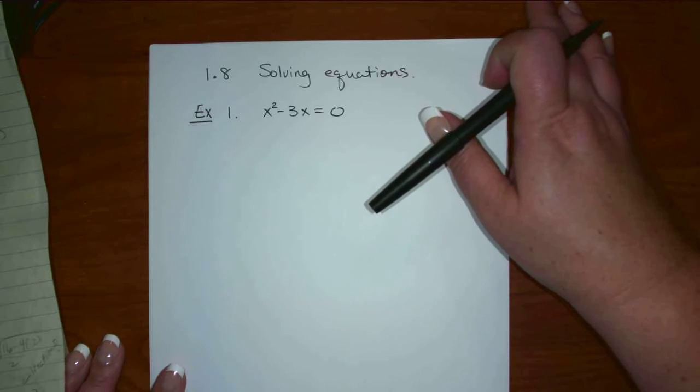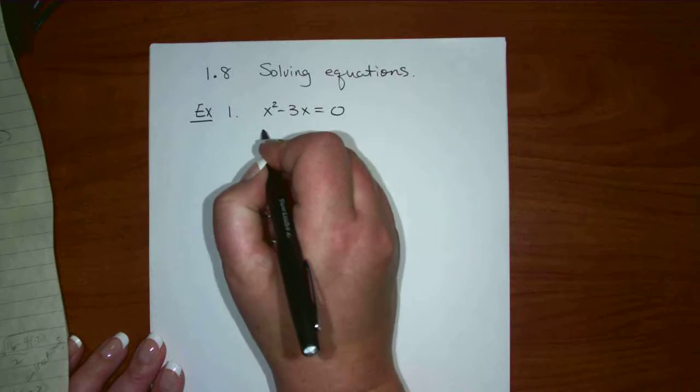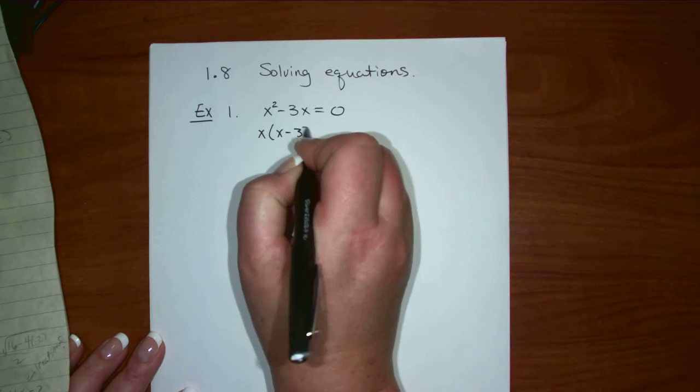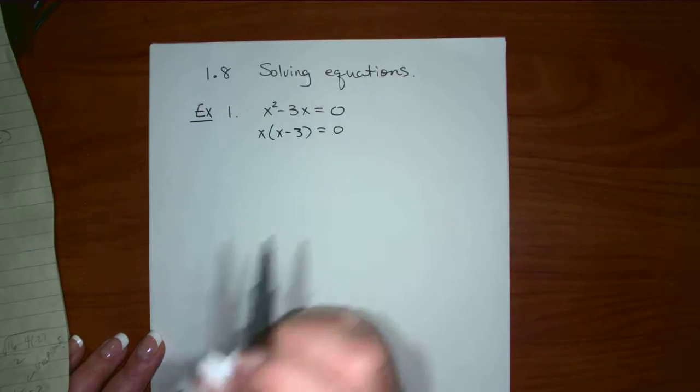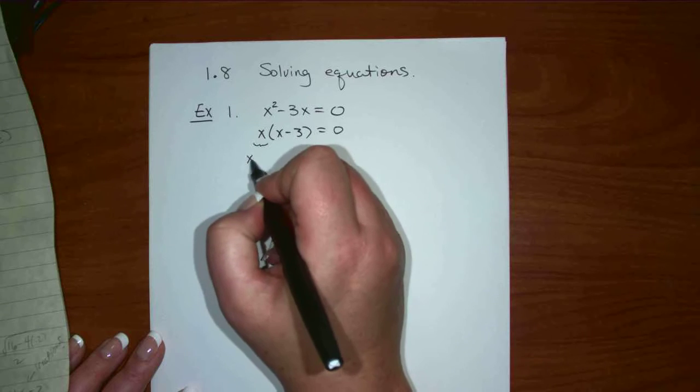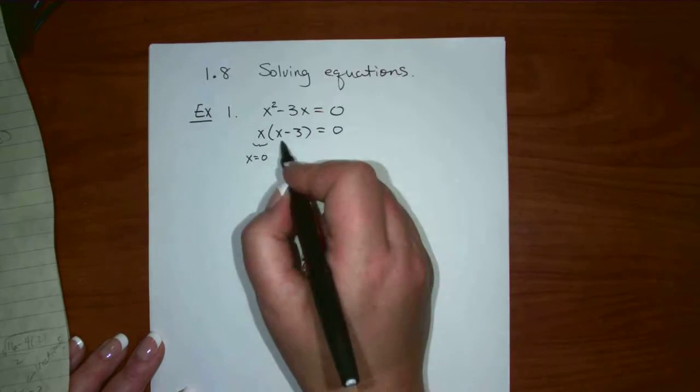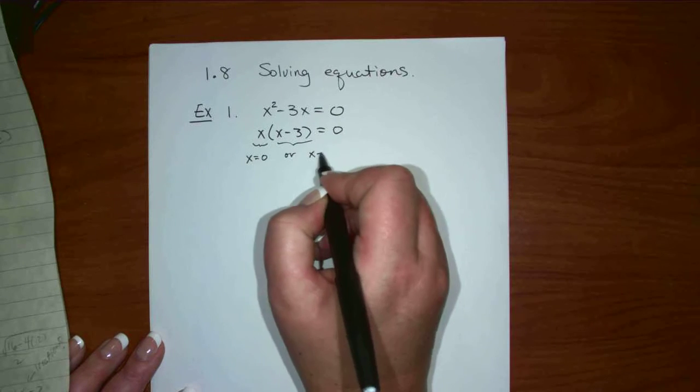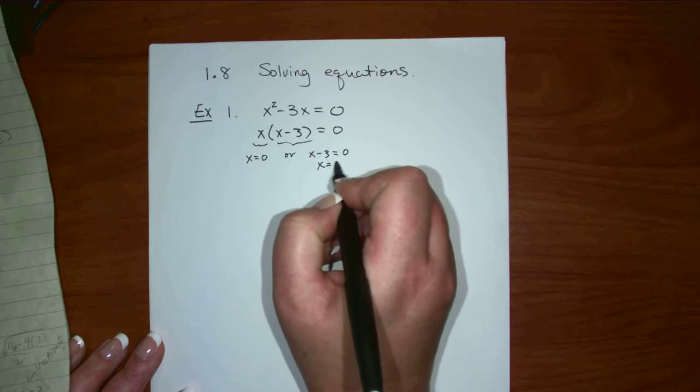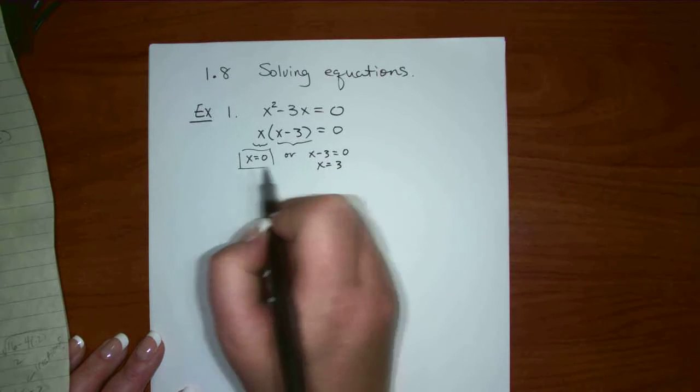What factors out of it? X. So x times x minus 3. Now, the zero property says you take the first one equals 0, which is just 0, or the second one equals 0, which gives us 3. So our answers are 0 or 3.